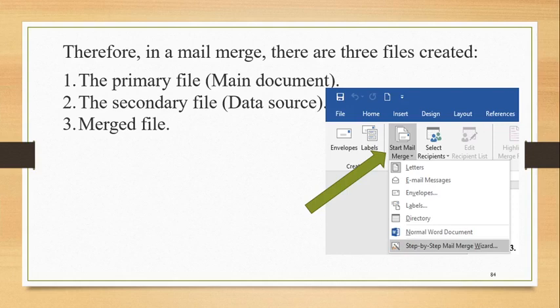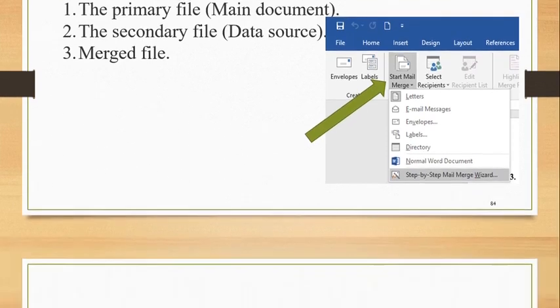You usually have the primary file or the main document. You usually have the secondary file or the data source or addresses. You also have the final document, which is called the merged document. Now, in Office 2019, you just go to mailings, then you go to mail merge, and then you can go to step-by-step mail merge. You can also create envelopes from this point and also email the messages. You can also create labels or stickers using the same wizard.